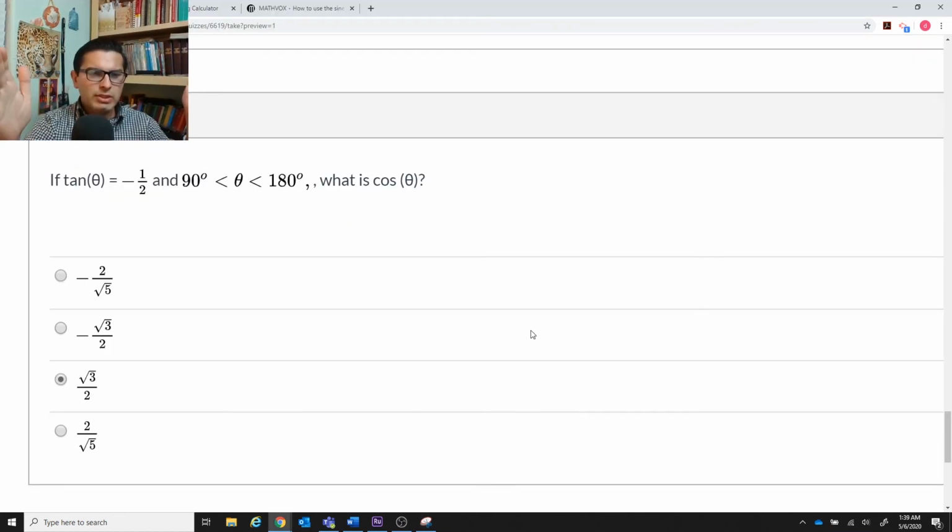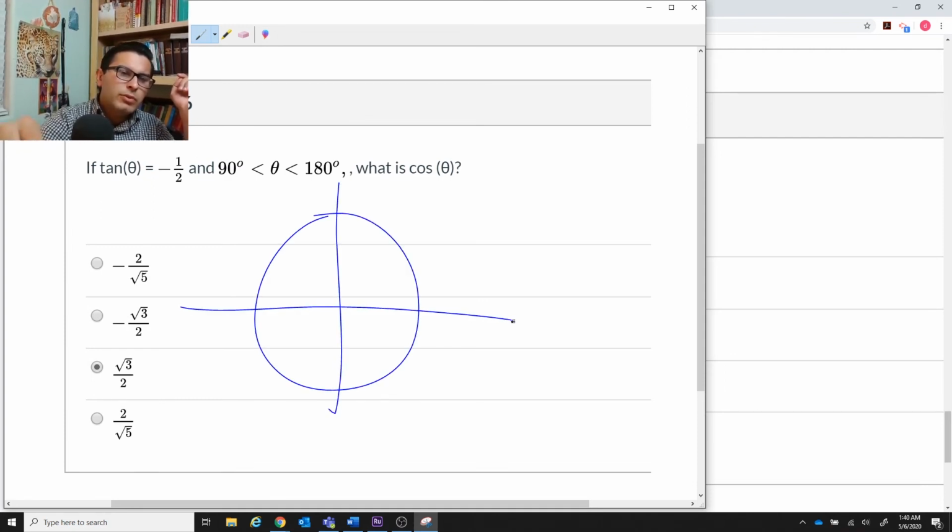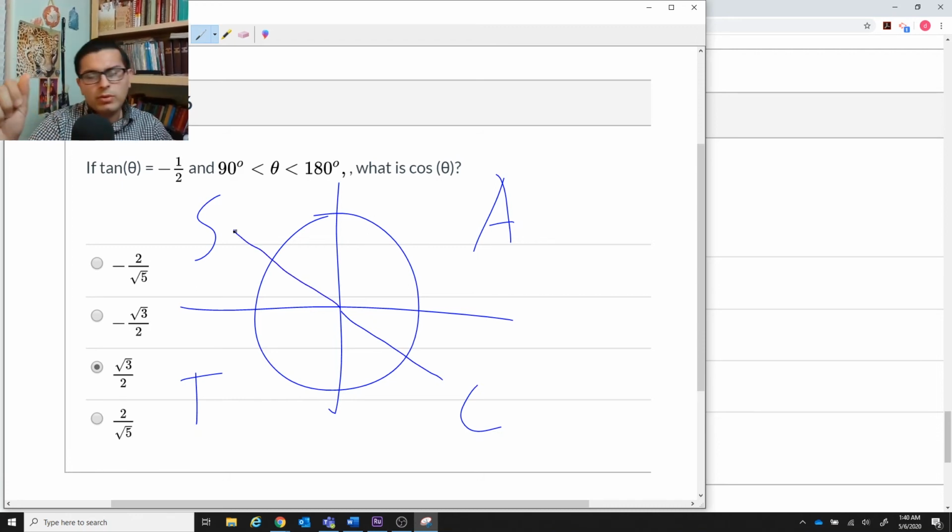Question number 16, if tangent of theta equals negative 1/2 and theta is between 90 degrees and 180, what is cosine of theta? Now, what you're going to immediately realize is that when we draw this out, we're looking for a place that tangent is going to be negative. So using our All Students Take Calculus, we would understand that our tangent will be negative in the bottom left quadrant and the top left quadrant respectively.